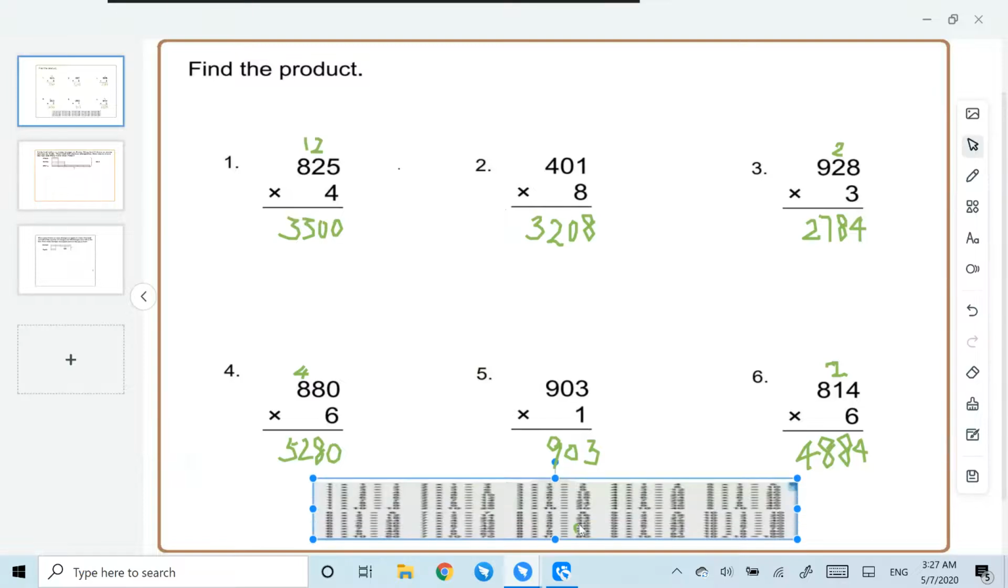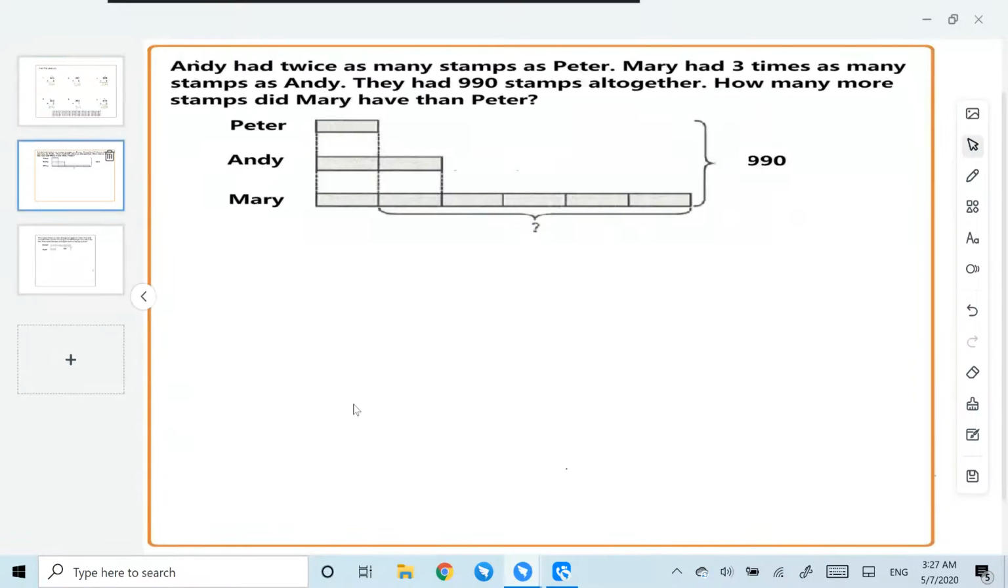Okay, next, I would like to do some word problems. Last week, some of the students found it hard. So today we will do a very similar one. Let's do it all together and listen carefully, okay?